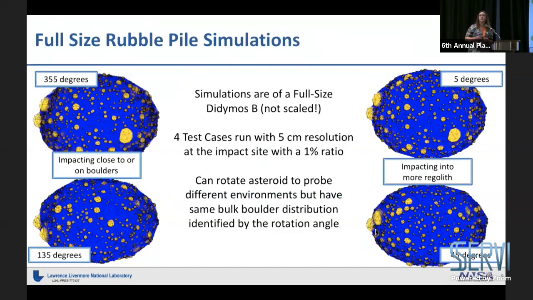And I'm going to be referring to these by their rotation angle, and that's because what I've been able to do is build a single rubble pile, and then rotate it about the x-axis, the long axis here. So that every time I impact, I'm still probing the same bulk boulder properties, the same bulk boulder distribution. I'm just impacting at different representations of it. And that's one of the great things about using this hydrocode: I'm able to specifically target where I want to impact.